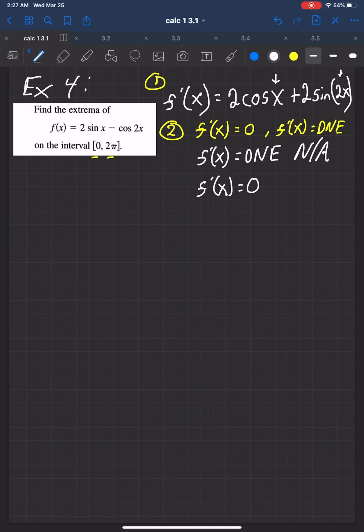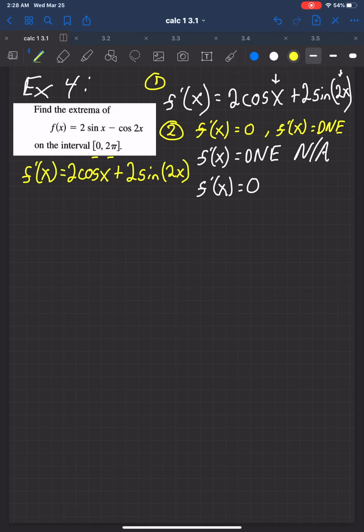All right, well then let's answer the question, when does the derivative equal 0? Let me go ahead and give myself a little bit of space here. So let me rewrite the derivative. F prime of x is equal to 2 cosine of x plus 2 sine of 2x.